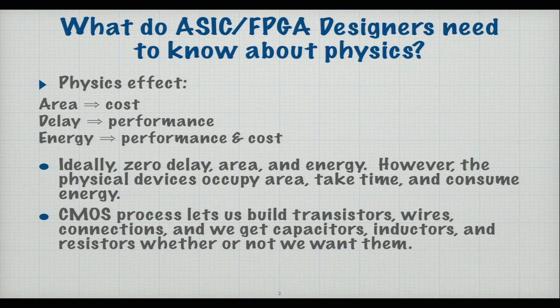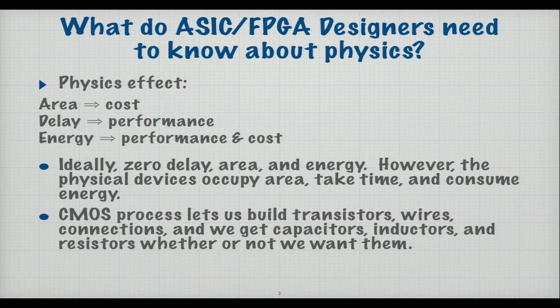As we talked about the first week, area or cost, delay or performance, and power or energy are really the big factors that we're trying to optimize for. So it's good to know a little bit about what affects those things. Ideally, our circuits would have zero delay, zero area and zero energy. Of course, physical devices occupy area, they take time to do what they're going to do, and they consume energy. So we can't get to infinitely fast, zero cost circuits consuming no energy, but it's important to see how close to that we can get.